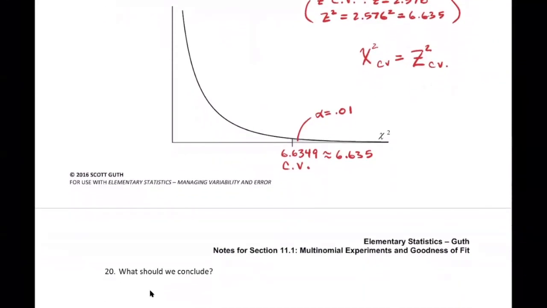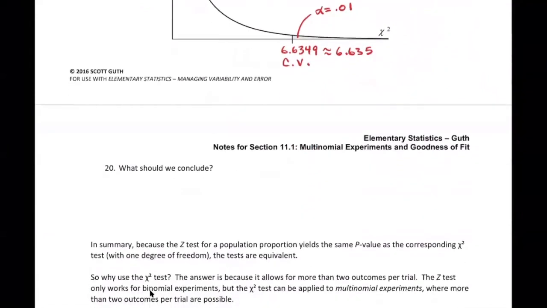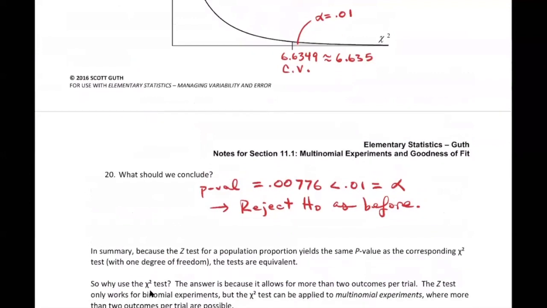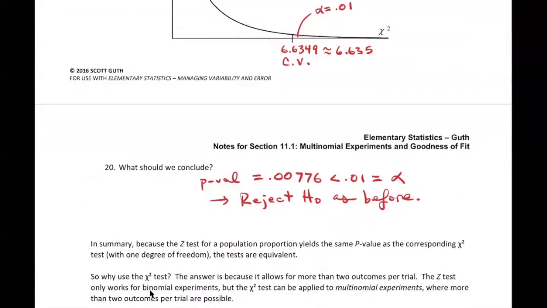You're all good? So what should we conclude? Well, again, the p-value was 0.00776, which is less than 0.01. That's our alpha. And so we reject the null hypothesis as before. Okay, so again, the tests are equivalent. Same p-value. They are the same hypothesis test with a completely different set of tools, but they yield the same p-values.